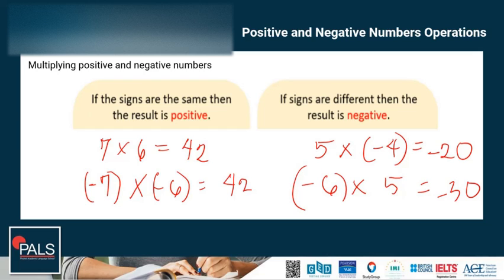7 times 6 is equals to 42, because 7 is positive, 6 is positive, so 42 is positive. Negative 7 times negative 6, the answer is also 42, because the signs are the same. 5 times negative 4, the answer is negative 20, because one of the numbers is negative and the other one is positive. Negative 6 times 5 is equals to negative 30, because 6 is negative and 5 is positive.